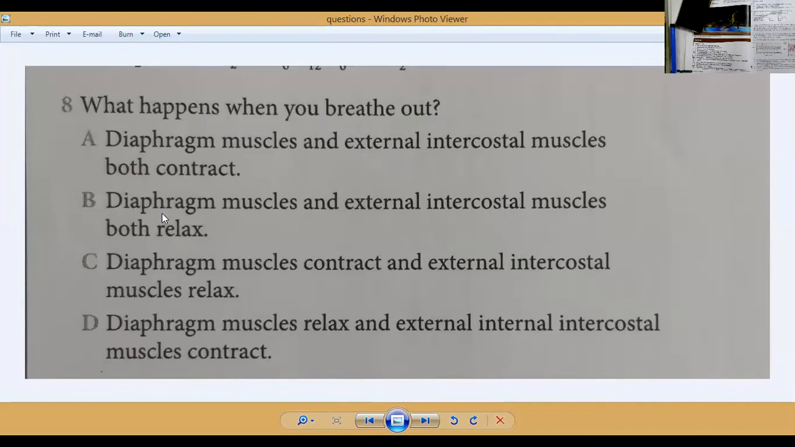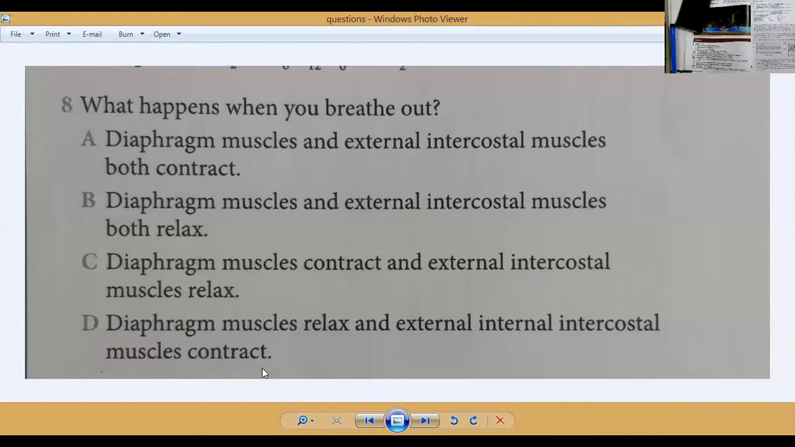Okay, so they are asking about breathing out. When breathing out, you don't have contraction, and they're asking for normal breathing out. So diaphragm muscles and external intercostal muscles both relax. Diaphragm muscles contract and external intercostal muscles relax. Diaphragm muscles relax and external intercostal muscles contract. So which one is correct?